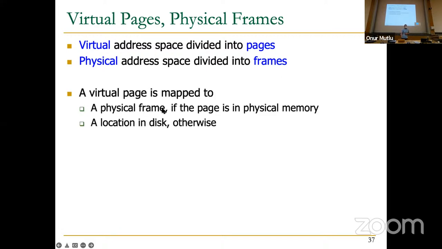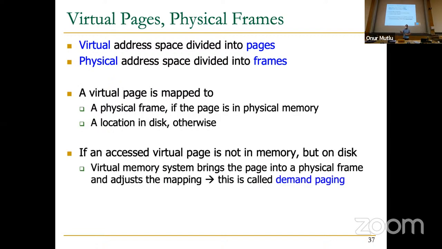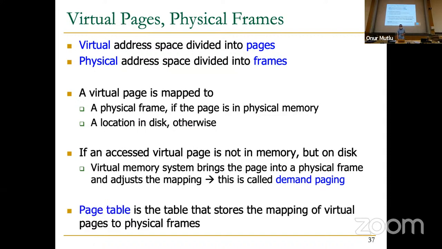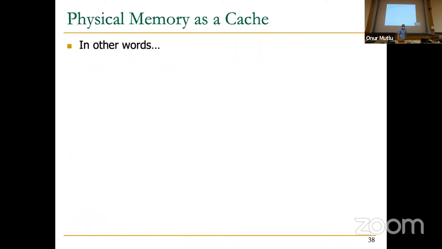A virtual page can be mapped to either a physical frame, if the page is in physical memory, or a location on disk, if it's not in physical memory. And if an accessed virtual page is not in memory, but on disk, the virtual memory system brings the page into the physical frame and adjusts the mapping. This is called demand paging. Basically, if you were wondering what demand paging is, you page things into the physical memory on demand. And the page table is the table that stores a mapping of virtual pages to physical frames. So this is one benefit of the page table. Later, we will see protection benefits also.